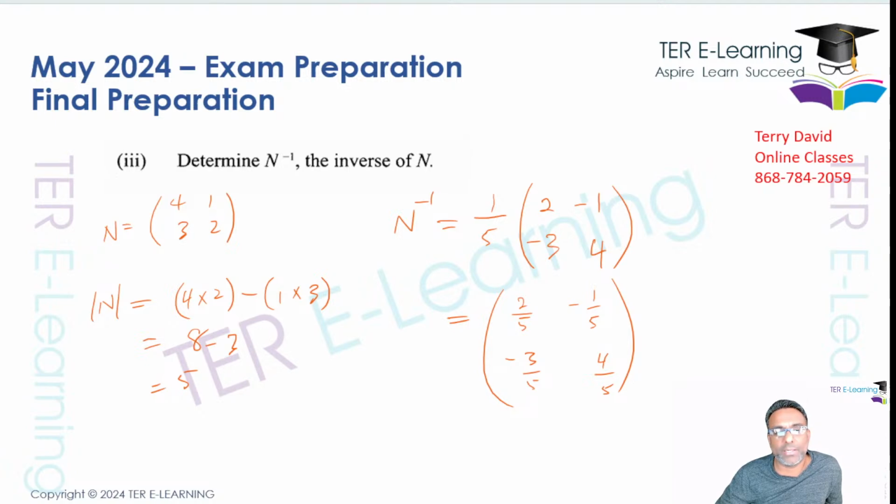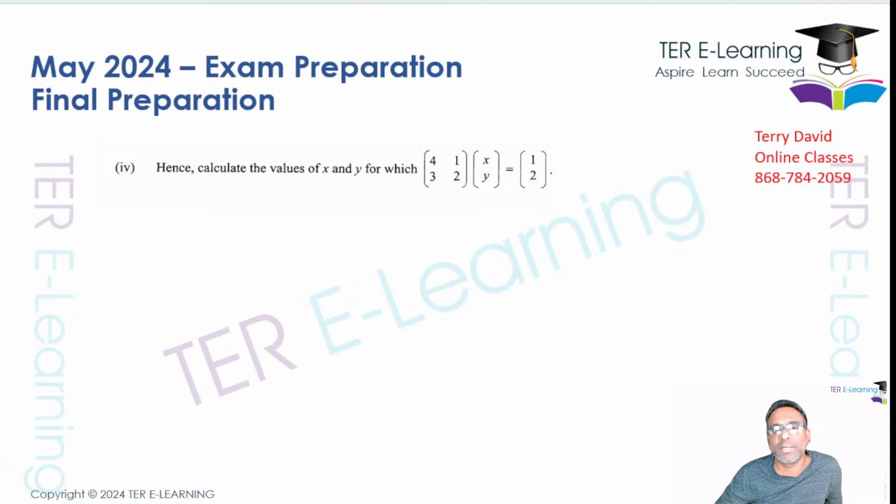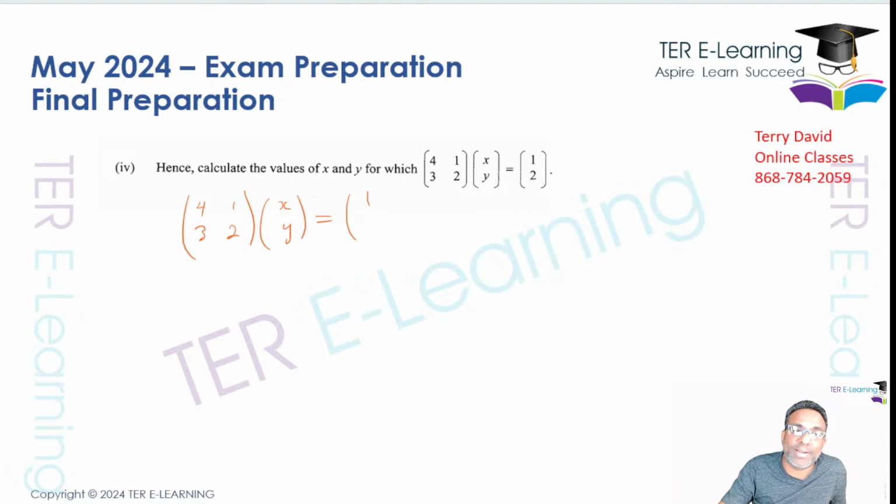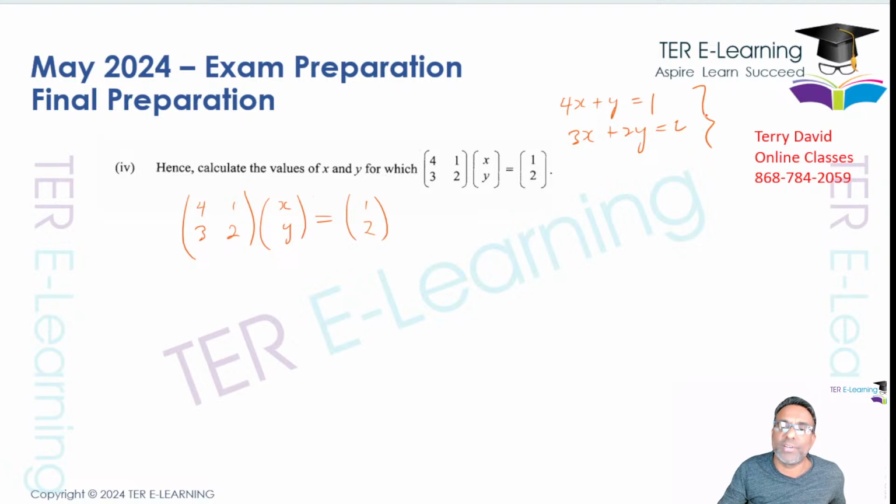Right? And the final part here, hence calculate the values of x and y, right? Now, what they're doing here is asking us about, this is a CSEC question, right? This is not mine. They're asking us about a simultaneous equation in disguise here, right? So what they've done here, they've actually written it in a format that we would have done if we were solving a pair of simultaneous equations, right? So the equations would have been 4x plus y is equal to 1, and the second equation would have been 3x plus 2y is equal to 2, right? So they could have given us this and told us to solve this, right? But they kind of jumped this step for us.